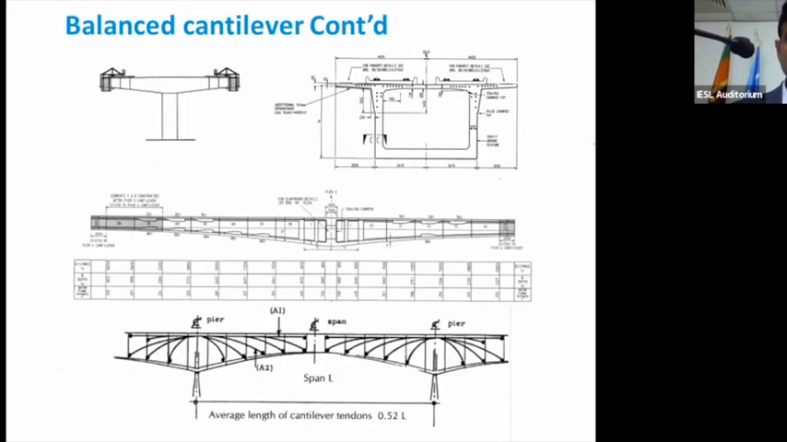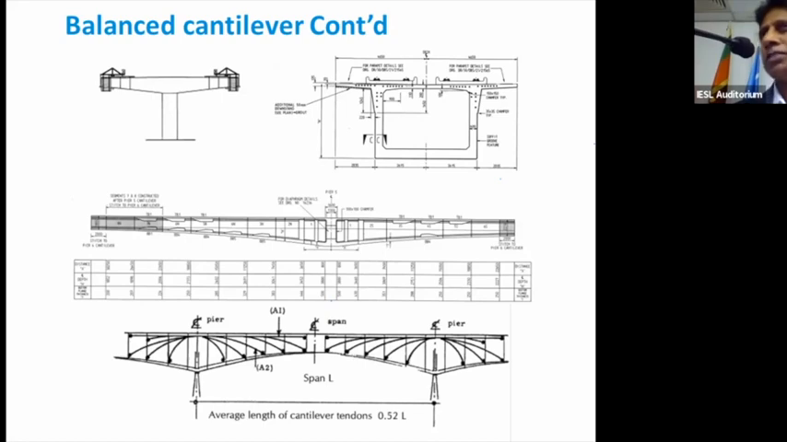Now let's talk about the balanced cantilever. If you happen to pass the New Colony, you would have seen the bridge being built in this fashion, the balanced cantilever. Of course, there were cables, but if you just forget about the cables, that's the idea. And what it says here is that at each and every stage, you have to do the post-tensioning. That's how you stitch it up.